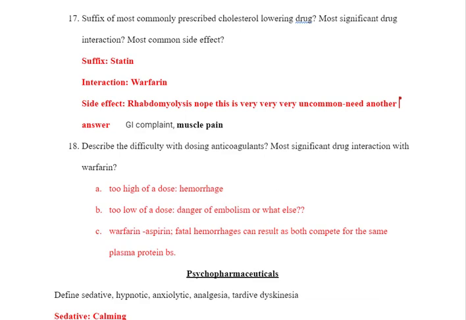Most significant drug interactions with warfarin. Most common side effect.